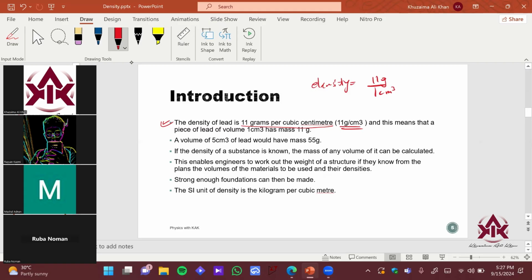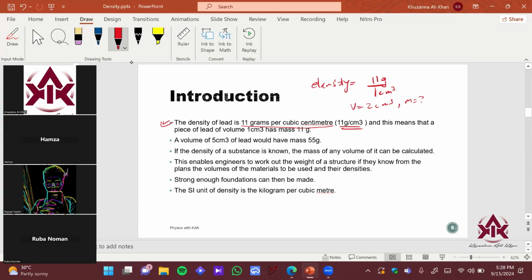Okay. So अब मुझे बताएं कि अगर हमारे पास इतनी डेंसिटी दी हुई है, if I have a volume of 2 centimeter cube, let's say, what would be the mass then? Give me a rough answer, a close estimate. 22. Okay, anyone else? 22. Yeah, sir, 22.